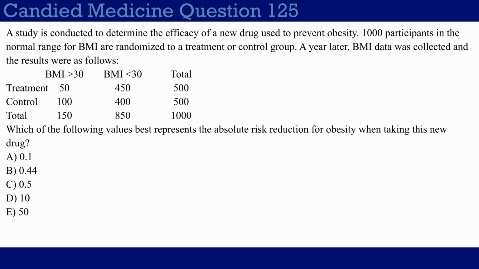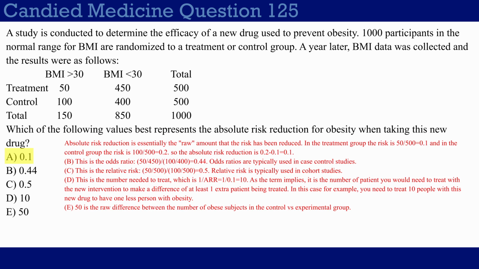So in this case, we have 500 total people in each group, the control group and the treatment group, and 50 of the people treated had BMI above 30, whereas 100 of the people who were in the control had BMI above 30, which means the absolute risk reduction is 100 divided by 500 minus 50 divided by 500, which equals 50 divided by 500, which is 0.1, which is choice A here. Like I said, very easy definitions and arithmetic question essentially.